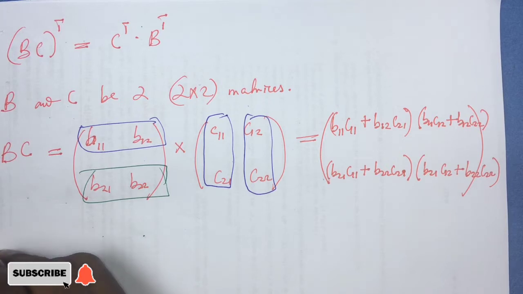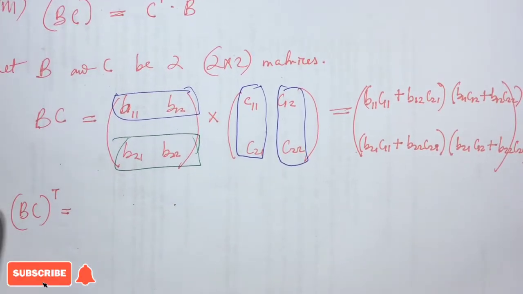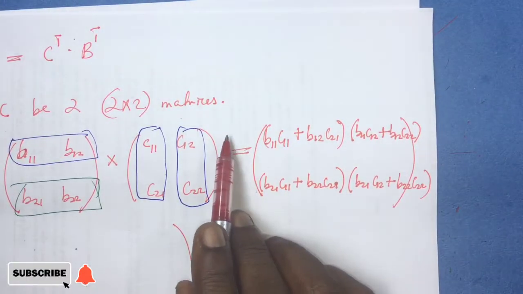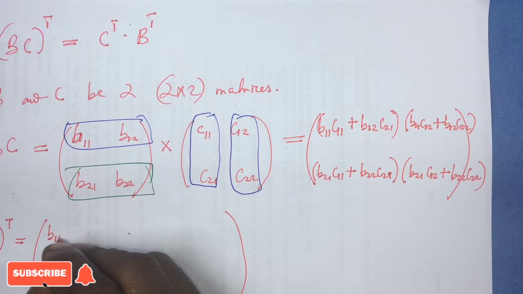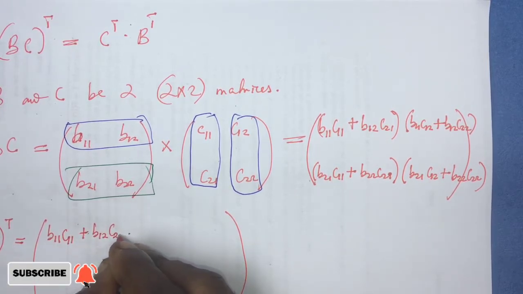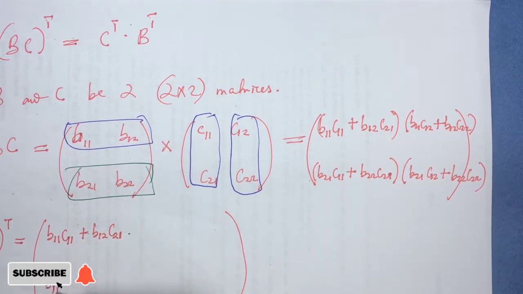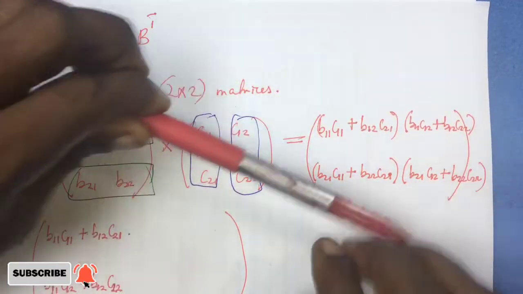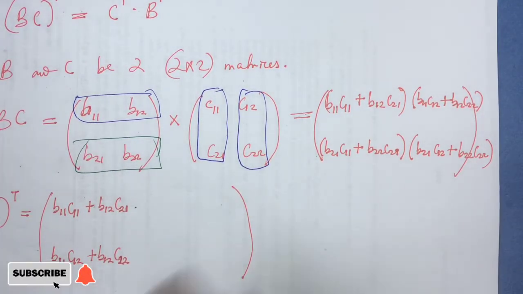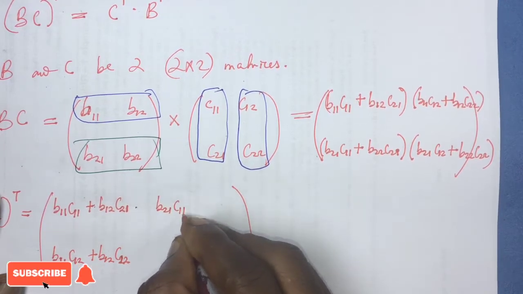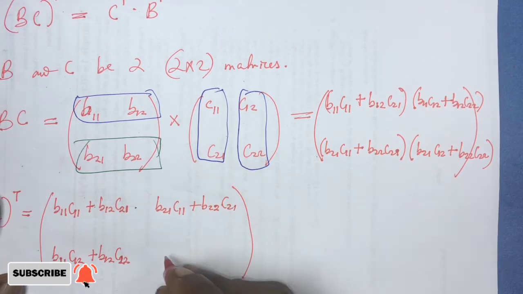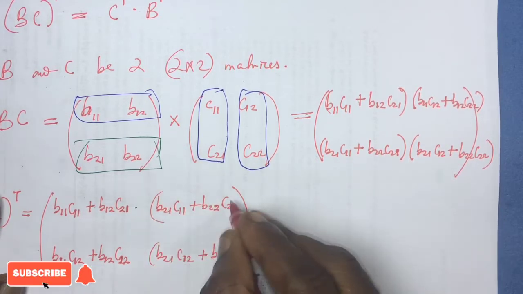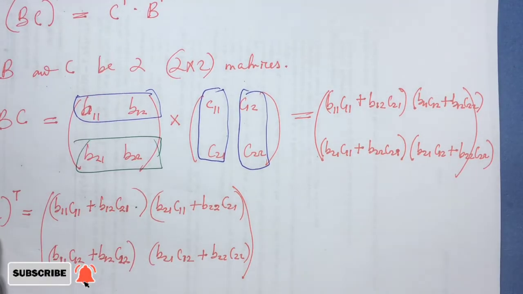Now let's see what BC transpose will be. Having obtained BC, let us now obtain the transpose of BC. To obtain the transpose of BC would require that we change this row to a column. So this row will become B11 C11 plus B12 C21, and then B11 C12 plus B12 C22. Okay, so I have just made this row a column here. Now I'll make the second row a column here, and that will be B21 C11 plus B22 C21, then B21 C12 plus B22 C22, and that gives me this matrix. It gives me BC transpose.